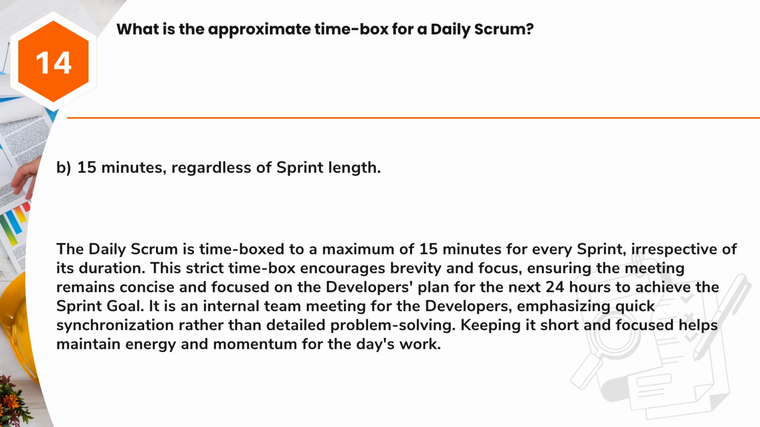Answer: B. 15 minutes, regardless of sprint length. The daily scrum is timeboxed to a maximum of 15 minutes for every sprint, irrespective of its duration. This strict timebox encourages brevity and focus, ensuring the meeting remains concise and focused on the developers' plan for the next 24 hours to achieve the sprint goal. It is an internal team meeting for the developers, emphasizing quick synchronization rather than detailed problem solving. Keeping it short and focused helps maintain energy and momentum for the day's work.